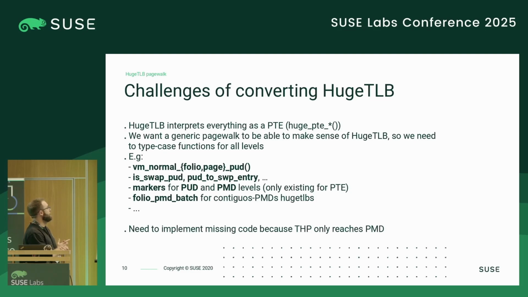Then you have the thing about contiguous PMDs. Currently upstream, we have this folio PTE batch where we can batch contiguous PTE entries. But we don't have the counterpart for PMD, so I had to also add that piece of code. And all of this is already done. It's working, but it's code that we were missing in order to make HugeTLB more similar to the core.